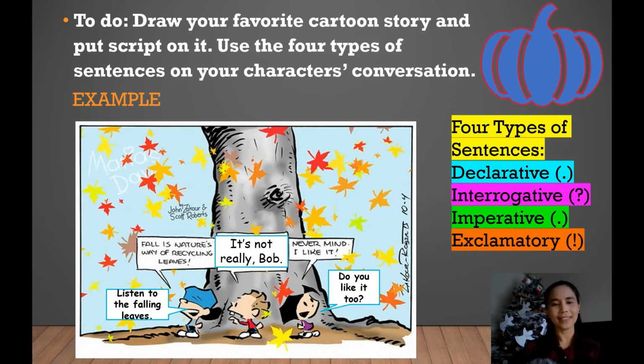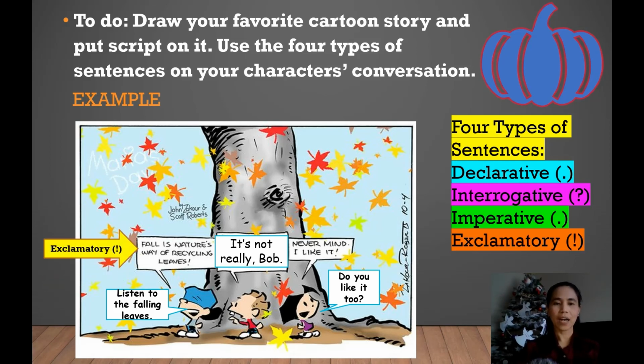You can now begin. Of course, remember that there are four types of sentences. These are declarative, interrogative, imperative, and exclamatory. Declarative ends with a period, interrogative with a question mark, imperative with a period, and exclamatory with an exclamation point. Now let's come back together and check your work.